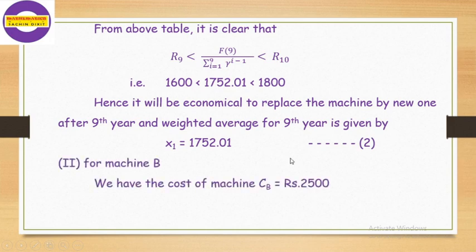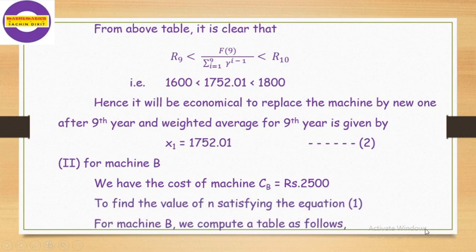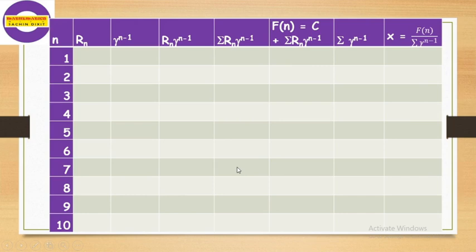Now we discuss machine B. For machine B, the cost C of B is equal to rupees 2500. To find the value of n satisfying equation 1 for machine B, we compute a table as follows. As with machine A, we compute the calculation table, and that table contains the same column notations with the same meaning. Again we consider a 10-year table.